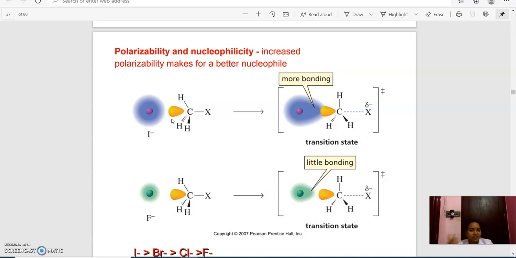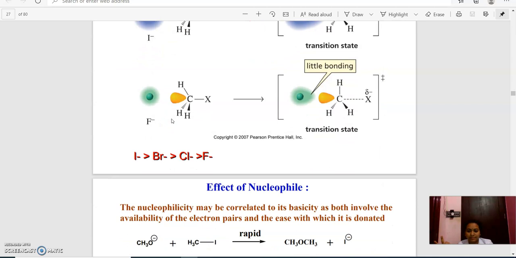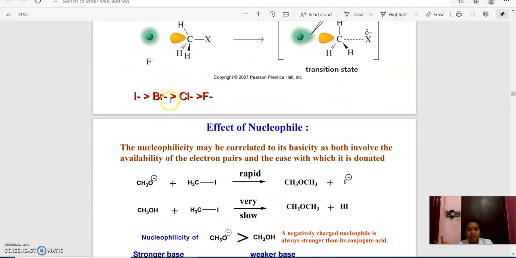So the strength will be more. If the size of the nucleophile increases and the negative charge on the nucleophile increases, a stable compound will form and the reaction rate will be increased. Here you can see the order.